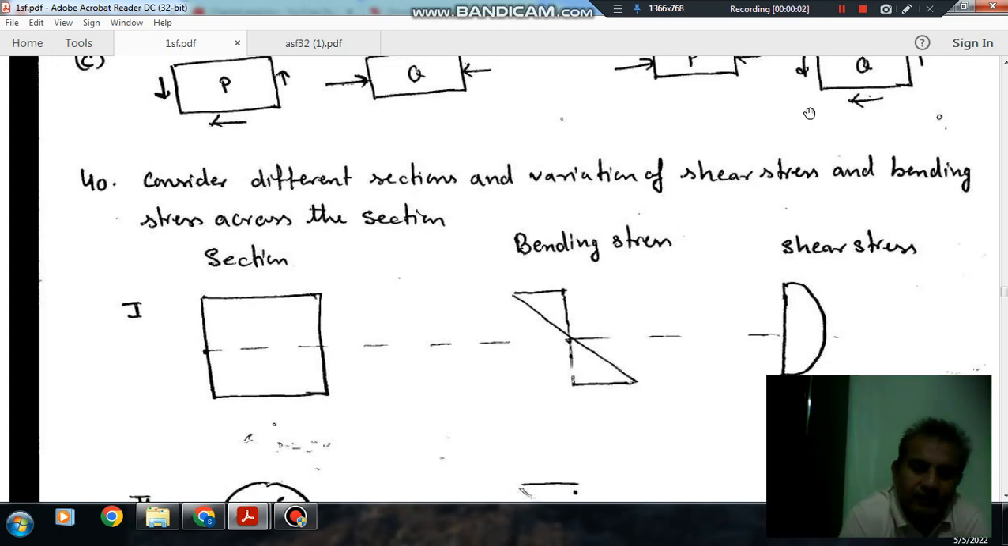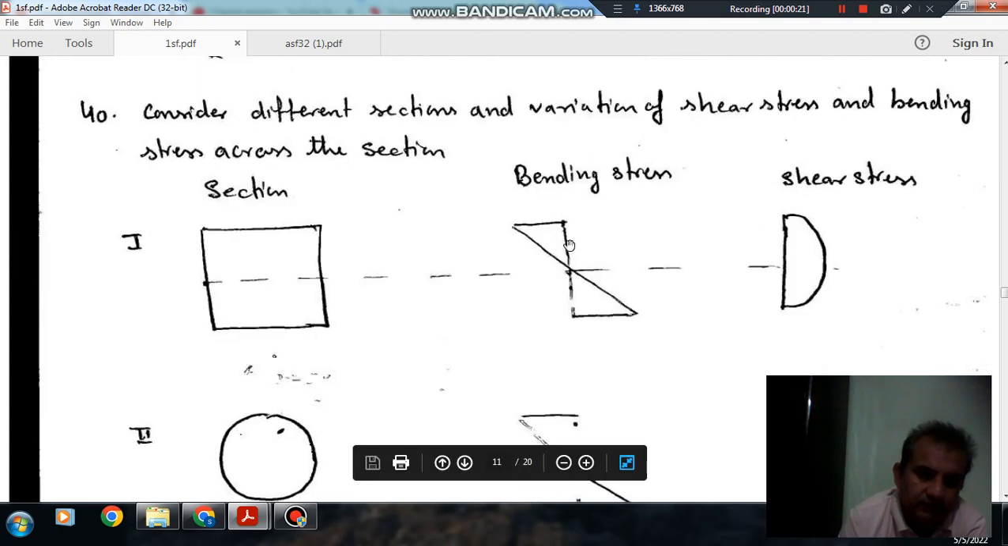Hello, welcome again. We are solving some questions of strength of material. The topic is shear force and bending moment diagram, bending stresses, combined bending and torsion. Question number 40: consider different sections and the variation of shear stress and bending stress across the section.